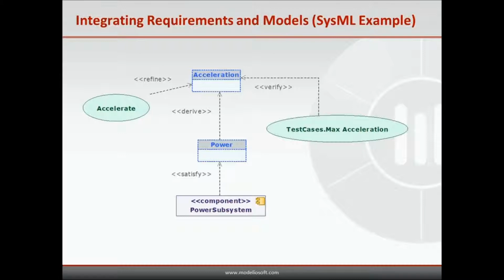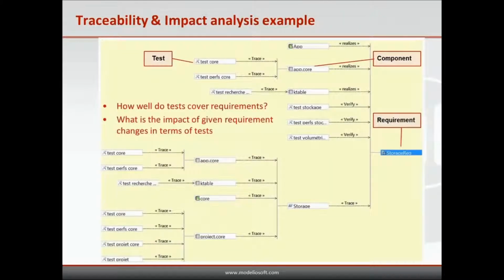We have also elements of the system. Here we have a component, which is a component of the realized system, and we express that this component satisfies the power requirement. So you see through this small example that we have all kinds of links and traceability between the model and the requirements. So this helps to have a requirement-driven development of your system.